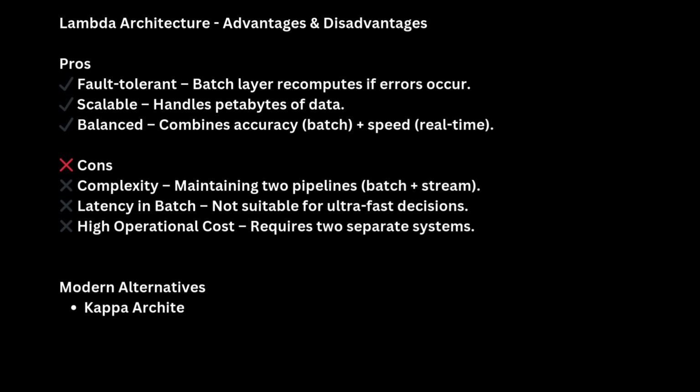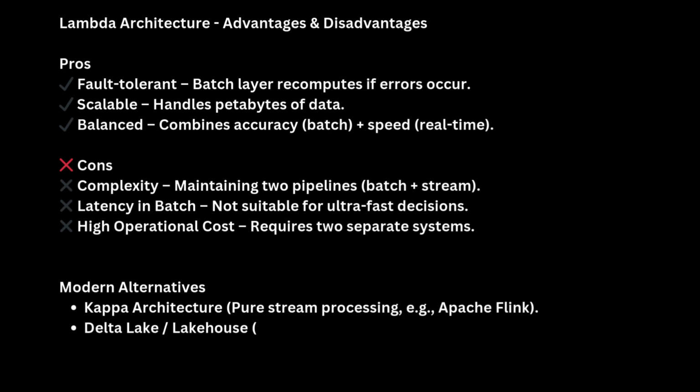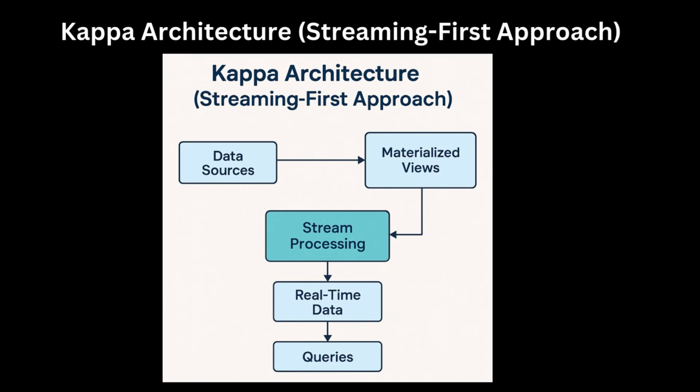Modern alternatives. Kappa architecture, pure stream processing, example, Apache Flink. Delta Lake/Lakehouse, unified batch and streaming with ACID transactions. Now let's move on to Kappa architecture, streaming first approach.